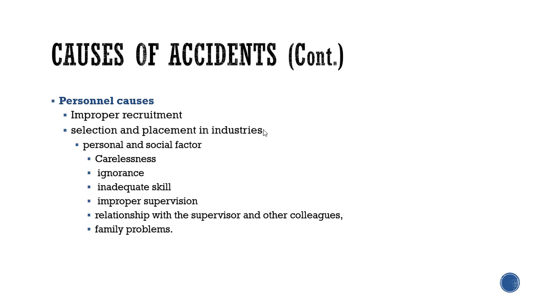So because of that, the accident may happen. So the workplace should be in a perfect place to work. Okay, and there must be a conducive environment to carry out the work. Okay, so the relationship should be in a better way. Okay, so that is expected. And some family problems also lead to accidents.